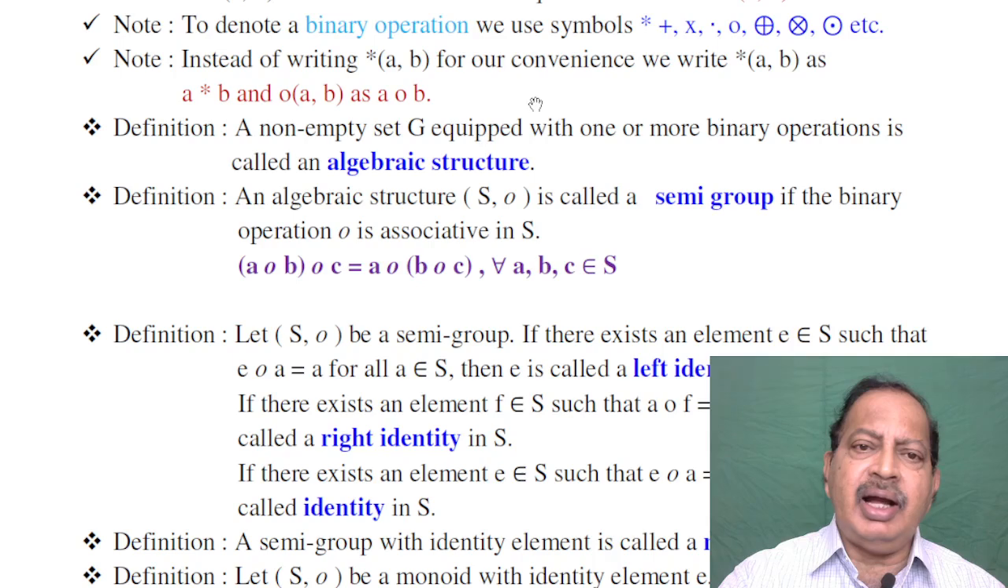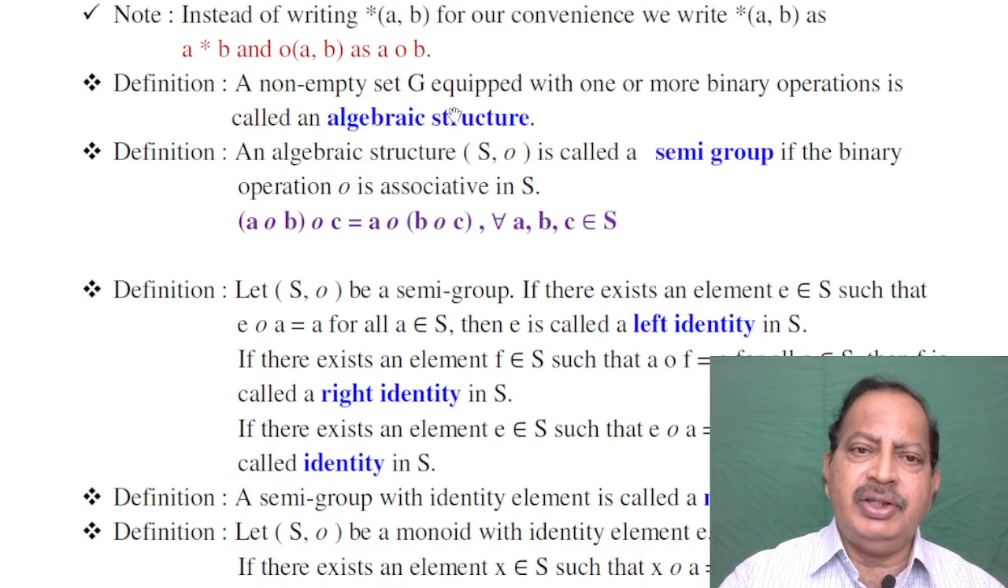And one more convenience. Instead of writing star (a, b), for our convenience, we write star (a, b) as a star b, and circle (a, b) as a circle b. This is our convenience only. We write like this. And we go to some other definition, algebraic structure.